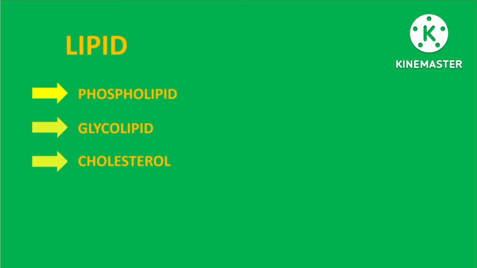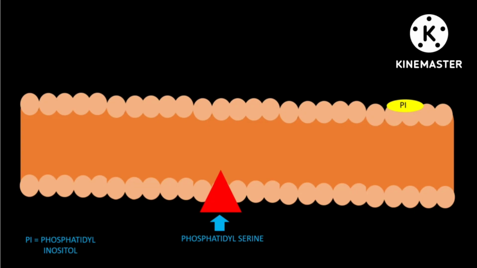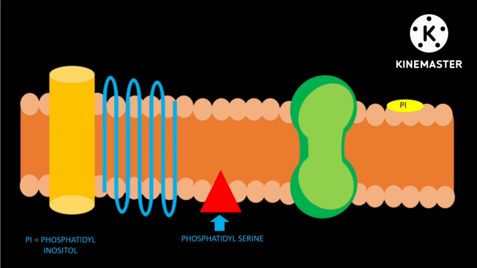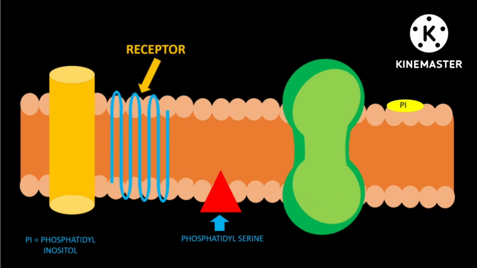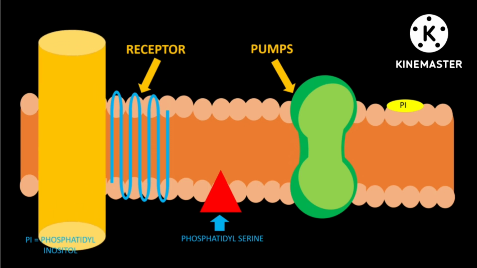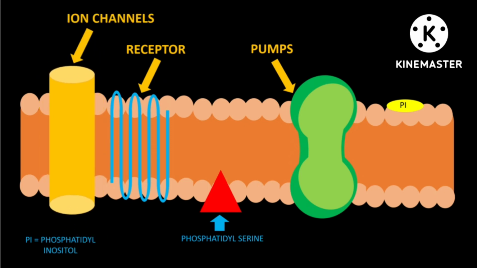Let's discuss the protein. Like lipids, there are also three types of proteins in the cell membrane. The first one is the transmembrane proteins. These extend throughout the breadth of the membrane. These are the receptors like G-protein coupled receptor, pumps like sodium-potassium ATPase, and all the ion channels.